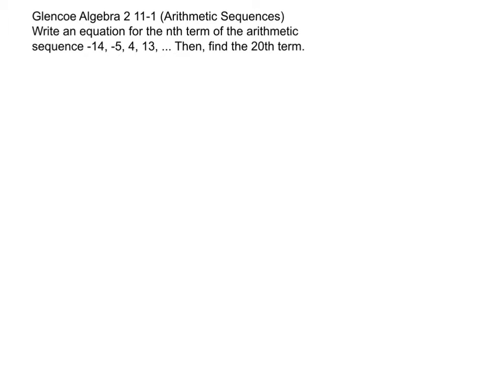The general equation that we need to know is a sub n equals a sub 1 plus n minus 1 times d. A sub n just means the general term. It's kind of like having a y; it's a part of my equation. A sub 1 represents our first term. In this case, our first term is negative 14. N is kind of like having an x in an equation.